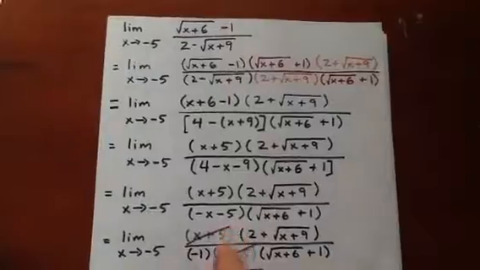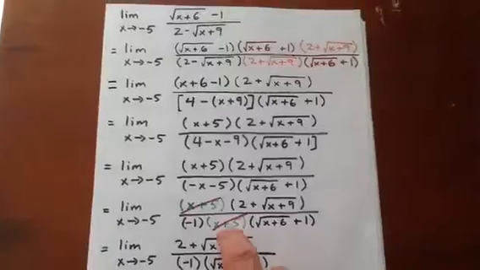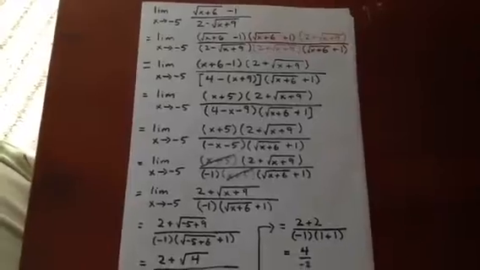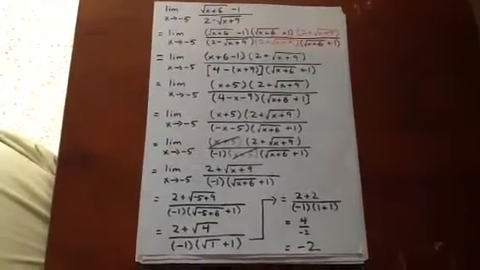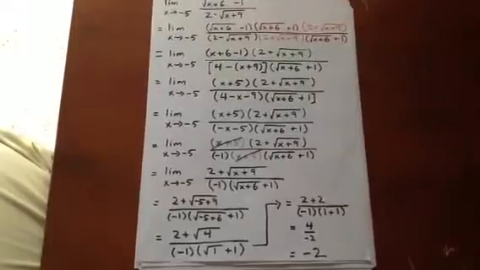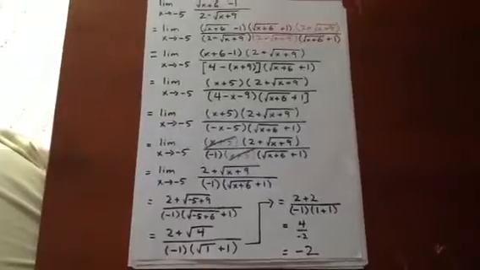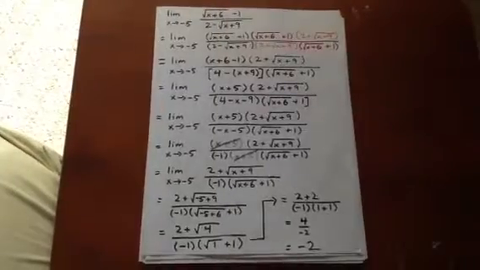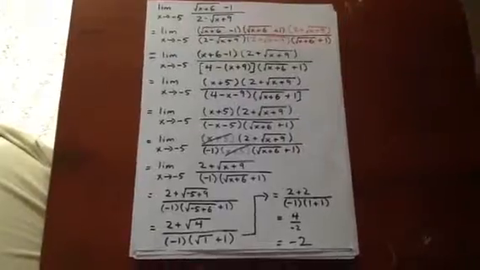Negative x minus 5, we can factor out the negative 1 and we're left with a factor of x plus 5. And we have that offending factor in both the numerator and the denominator, the factor of x plus 5. At that point, we can cross those factors out as shown in red. What we then have is 2 plus root x plus 9 over negative 1 times the root of x plus 6 plus 1. And when we substitute in the value of -5 for x, as shown in those last 5 lines, we get an overall final answer for the limit of -2.